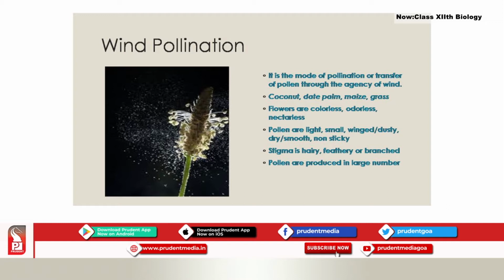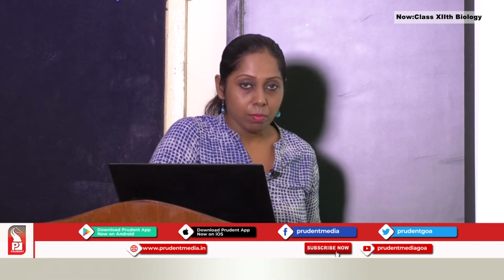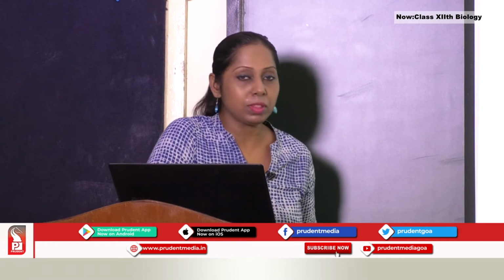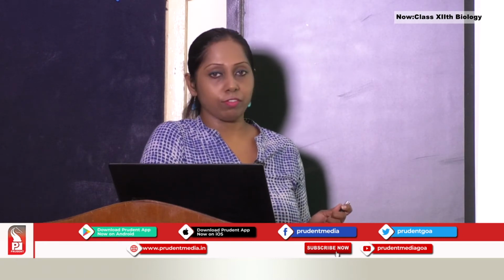Now in this wind pollination, what should be the nature of the flowers? The flowers are colorless, odorless and nectarless. Do you require odor, color and nectar inside such flowers? No, because the pollens are going to be transferred with the help of the wind or the air. So the pollen should be light, small, winged or dusty, dry or smooth and non-sticky. These are the characteristic features of the pollen, because these features will help the pollen to be transferred with the help of wind.